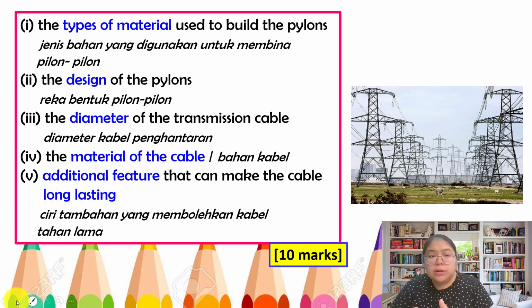Okay, so now in table form again, we go to answer this question. It's 10 marks. Here there are already 5 aspects. So for the 5 aspects, you give the point, after that you go to explain. Okay, let's see the table form.